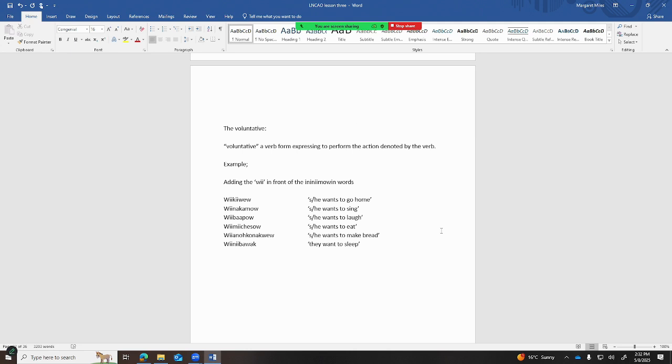So this is the verb form expressing to perform the action, denoted by the verb, adding the we in front of the Inanimuan words.